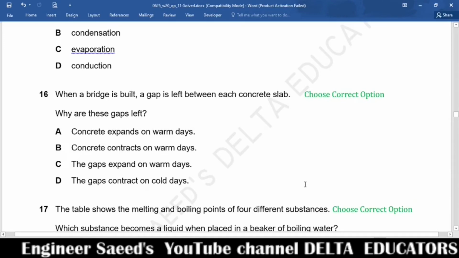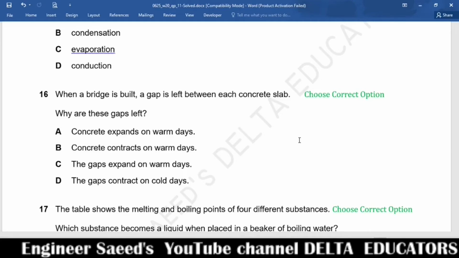Question number 16. When a bridge is built, a gap is left between each concrete slab. Why are these gaps left? Option A, concrete expands on warm days. Option B, concrete contracts on warm days. Option C, the gap expands on warm days. Option D, the gaps contract on cold days. Here the correct option is option A, concrete expands on warm days.